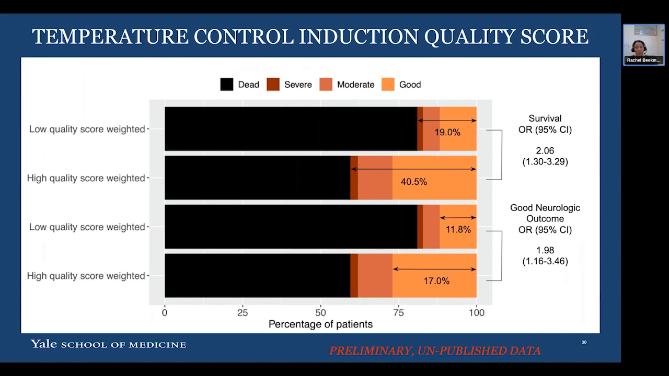As seen in this figure, high quality temperature control was associated with an improvement in both good neurologic outcome and survival to hospital discharge, with an odds ratio of 1.98 and 2.06. And as you can see in the orange or red colors, the high quality cohort had a higher rate of good neurologic outcome, 11.8 compared to 17%, and a higher rate of survival to hospital discharge, 19% compared to 40.5%.